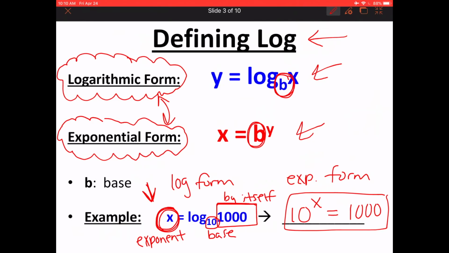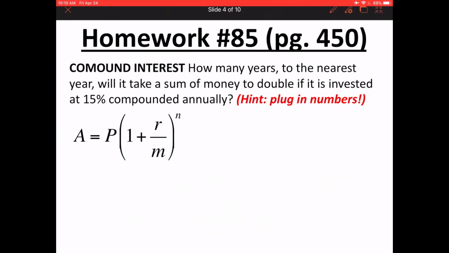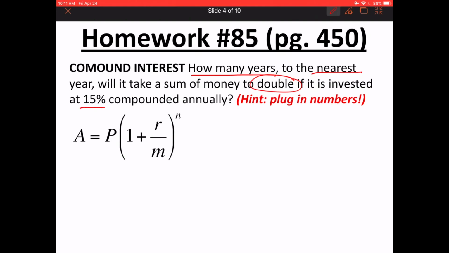Okay, guys, so I think you have all gotten a lot more comfortable with this, but this is a little bit of review for you just in case. Let's go into the first homework example. We have a total of 4 examples for this PowerPoint, okay? So we're dealing with compound interest. How many years, to the nearest year, so we're going to be rounding, will it take a sum of money to double if it's invested at 15% compounded annually?